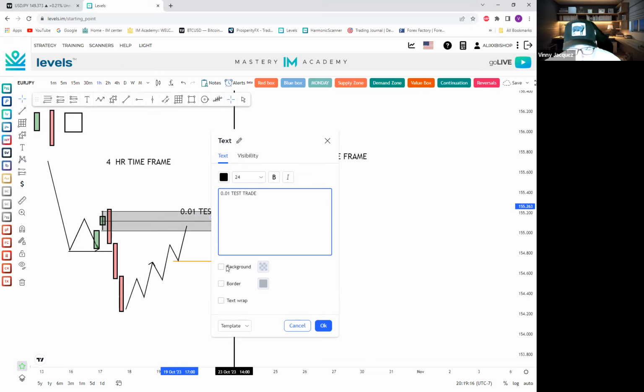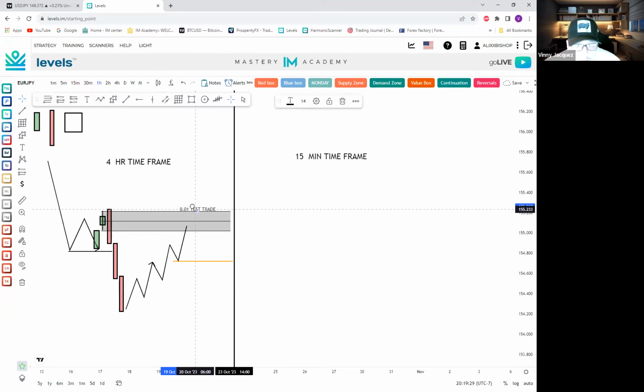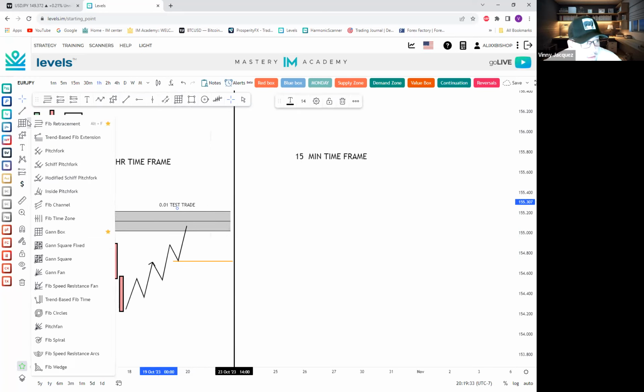Vinny, what's the box called again? I couldn't find it on TradingView. The box. What box are you talking about? Oh, the Gone box. It's going to be in here. It's in the same area in TradingView.